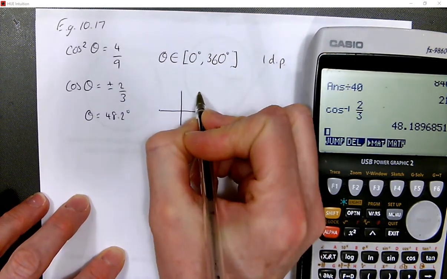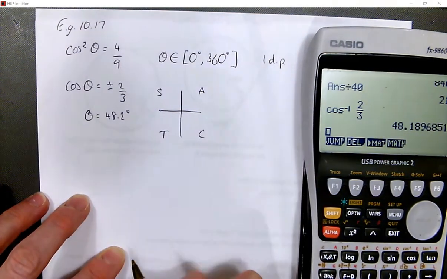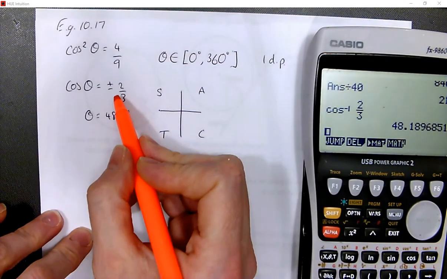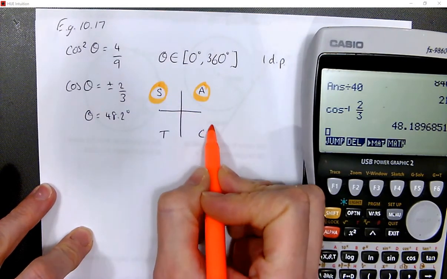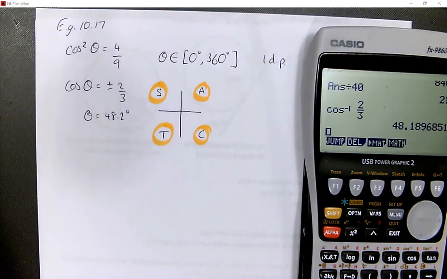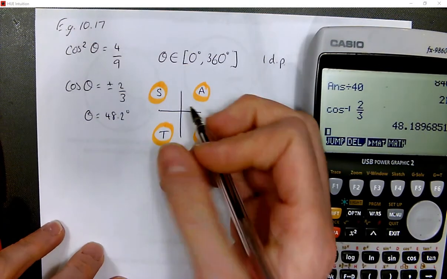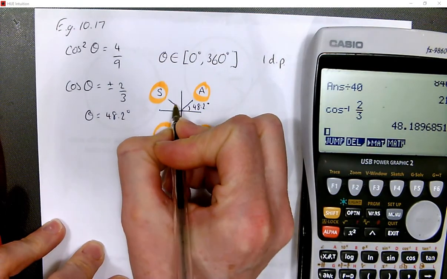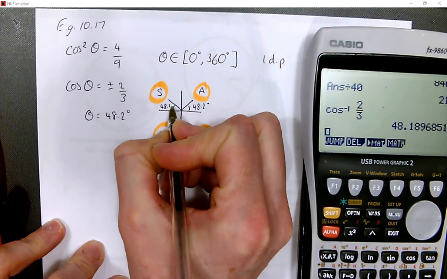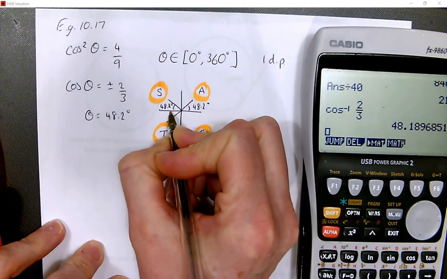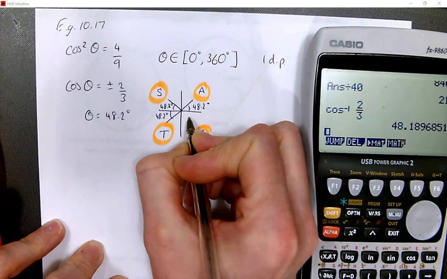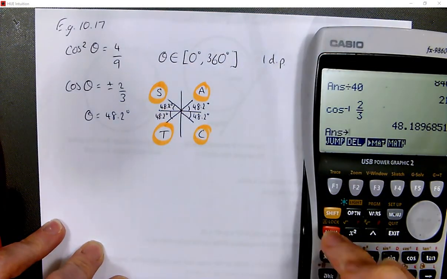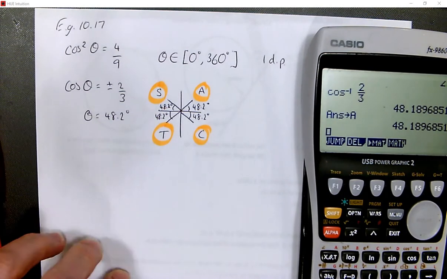So, as you know, I'm a massive fan of CAST. Right, now here, cos is both positive and negative, so actually we're going to put a stick in all 4 quadrants. Okay, and that stick is going to make an angle of 48.2 with the x-axis. Okay, so I'm going to just store that on my calculator.